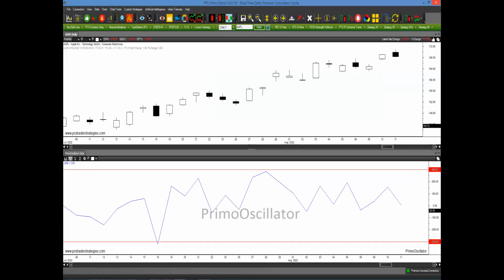Let me show you an example here. This is an older chart in Apple, okay? Now, as we're looking at this particular trading technique, we see that the oscillator went below the lower threshold right here, signaling that there's going to be a price direction change to the upside, all right? And the bar is right here, okay? And look what happened. It went up.